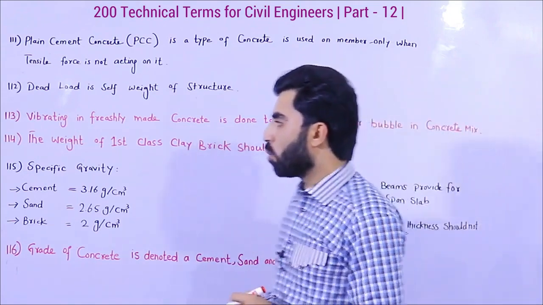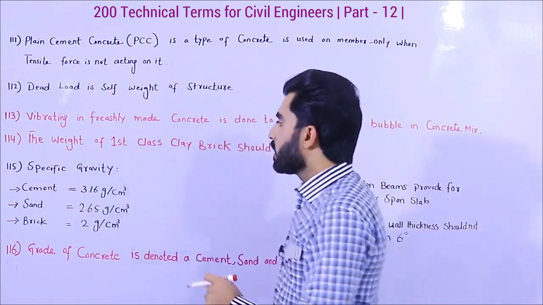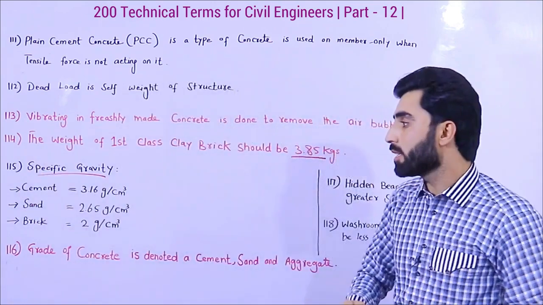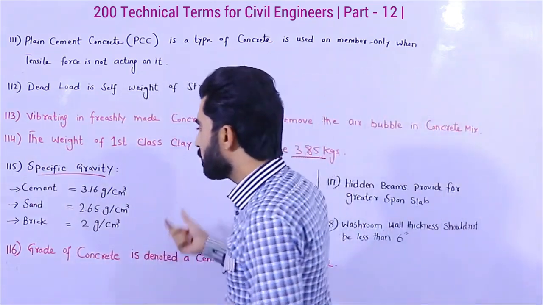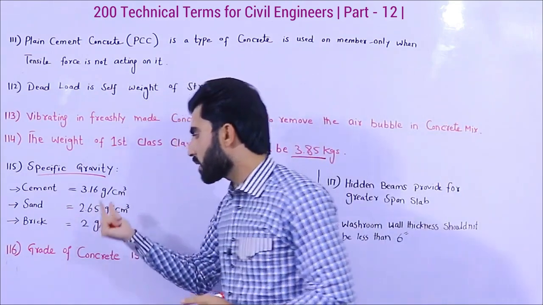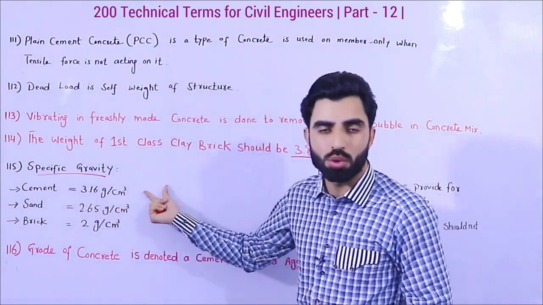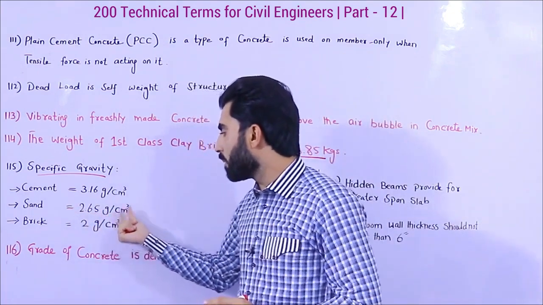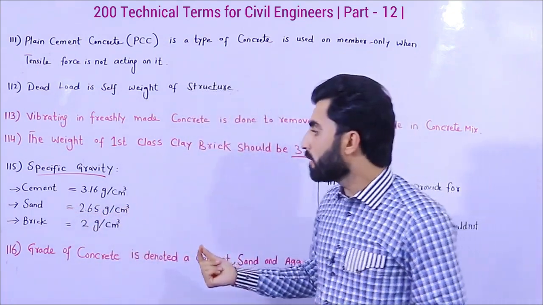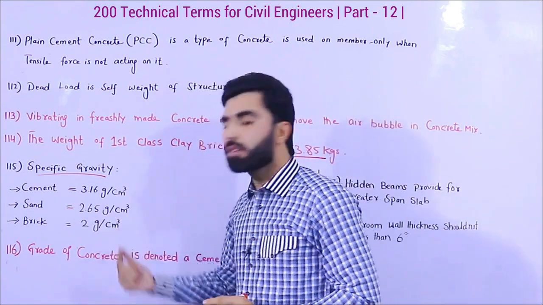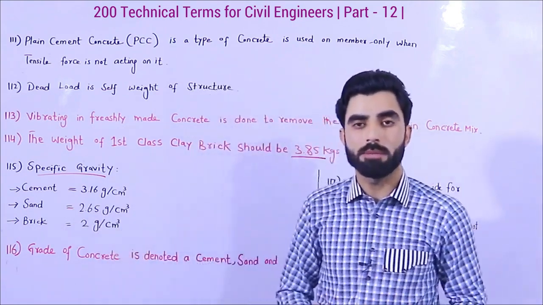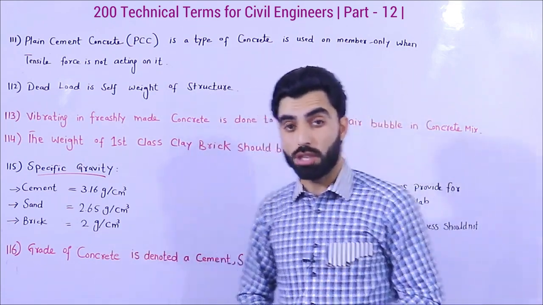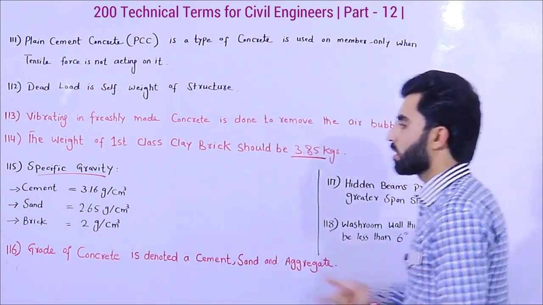Now the term number 115 is specific gravity. What is the specific gravity of cement, sand and brick? The cement specific gravity is 3.16 gram per centimeter cube. For sand 2.65 gram per centimeter cube, and for brick 2 gram per centimeter cube. This is the specific gravity. Anyone can ask you this, especially in an interview. So these are the answers.